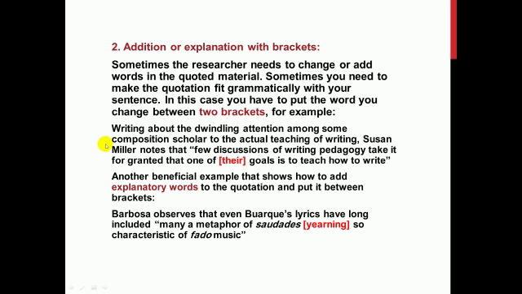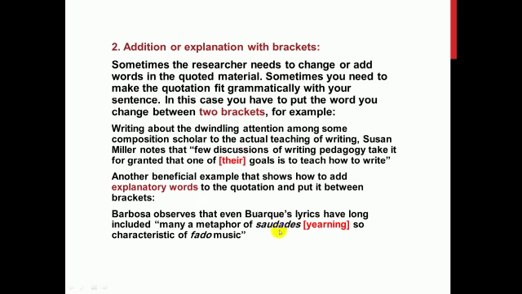For example, in this case, writing about the dwindling attention among some composition scholars to the end of the quotation. In this case, "one of their goals" there is added in order to suit the grammar of the author or the sentence grammar. In this case, I have to put the words that are added between two brackets.